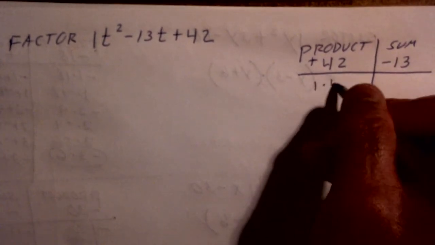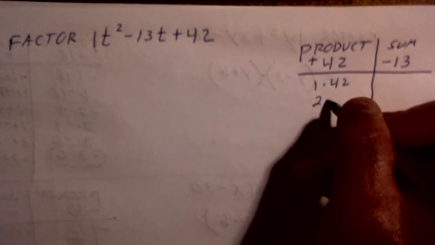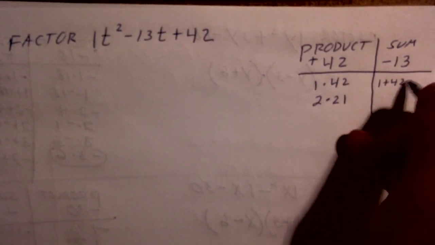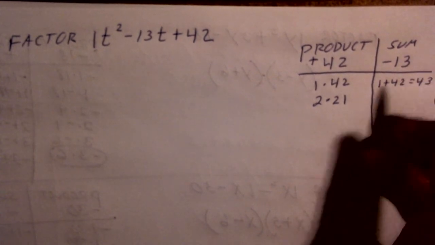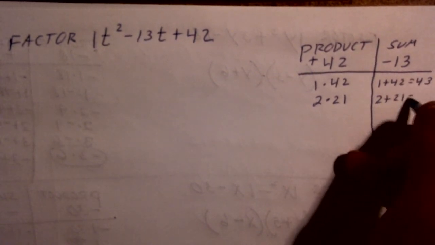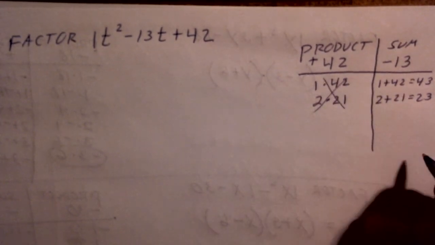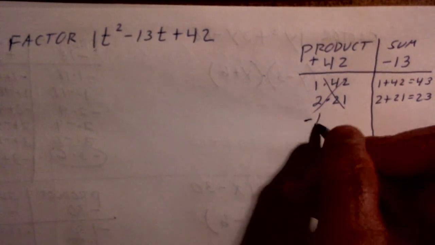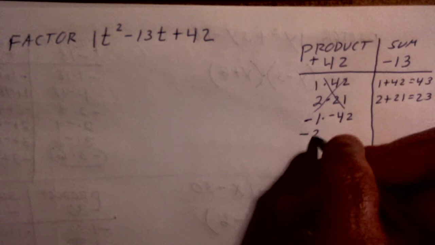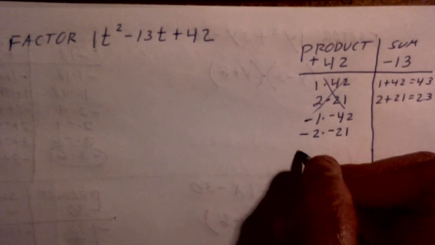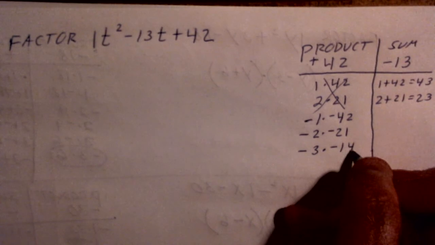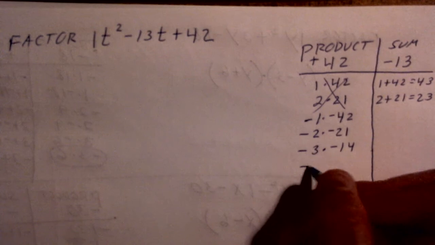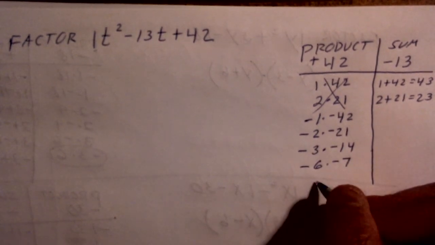Now, it is a waste of time to list the positive factors of 42, as two positives add up to a positive, and our middle coefficient is not a positive, it's a negative. So it is a waste of time to entertain the positive factors of 42. Hence, we should be entertaining only the negative factors of 42. So negative 1 and negative 42, negative 2 and negative 21, negative 3 and negative 14 are factors of 42. 4 doesn't divide evenly into 42, 5 doesn't, 6 does, negative 6 and negative 7.